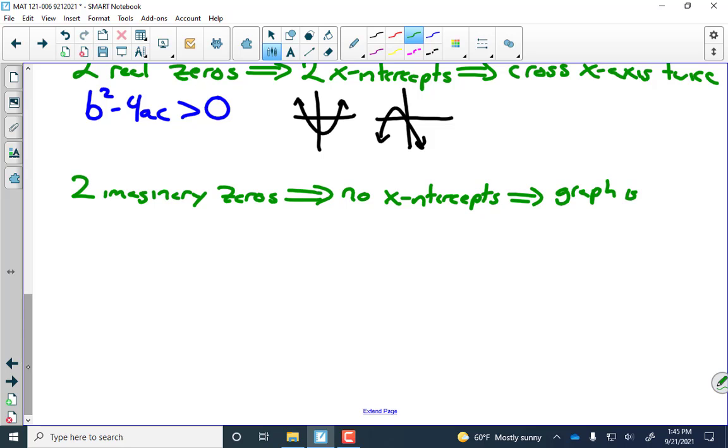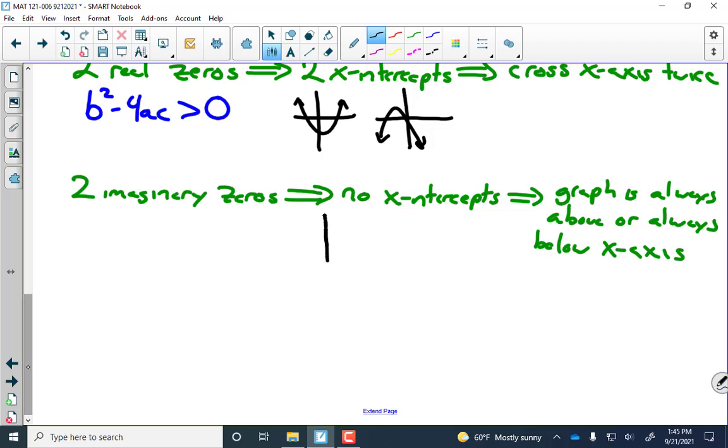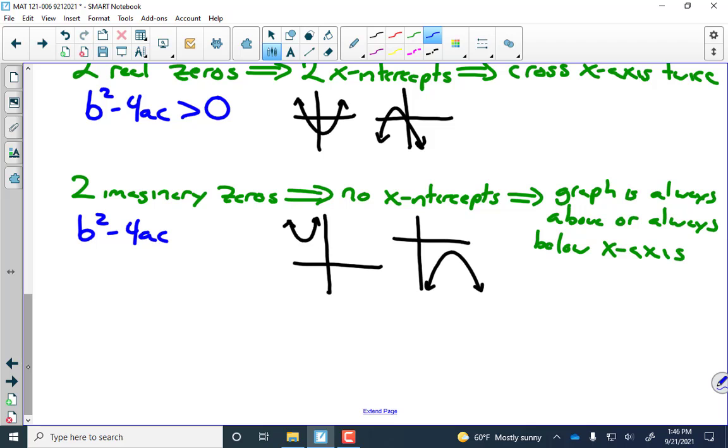The graph is always above or always below the x-axis. It doesn't mean the graph doesn't exist. The graph still exists. But if your zeros are imaginary, then your parabola might look something like this. Or it might look something like this. It just never gets to touch the x-axis. It has no x-intercepts. That's okay. We saw one earlier, x squared plus 4, never touch the x-axis. That's what happens if you have two imaginary zeros. It means you ended up with a negative under the square root when you were finding the zeros with the quadratic formula.